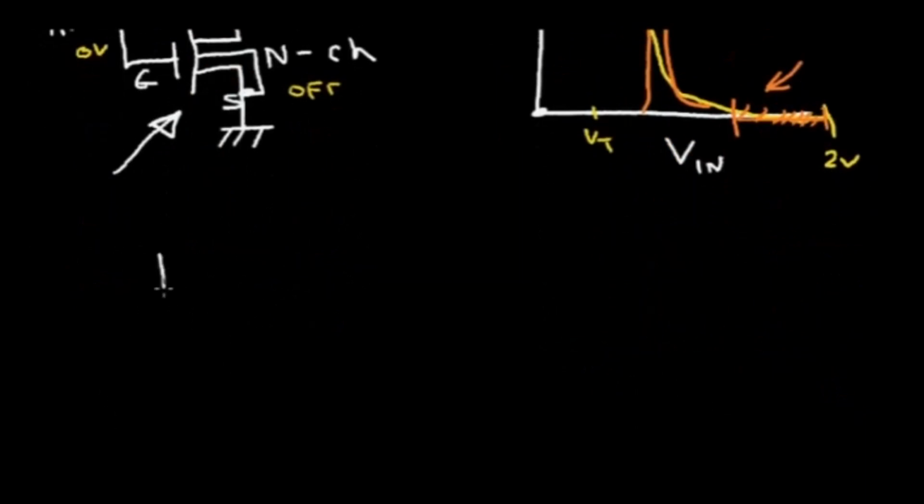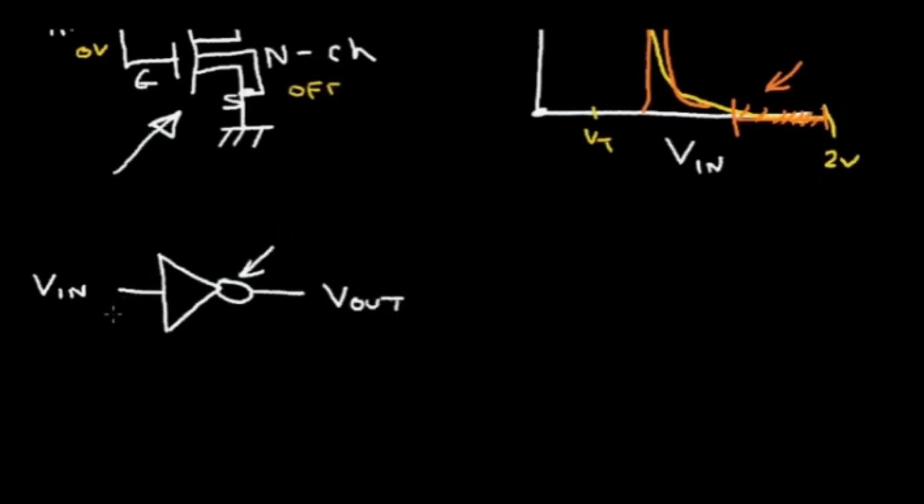The symbol for the inverter is this. It has an input that I'll call V in and an output that I'll call V out. And this little bubble means that an inversion takes place.